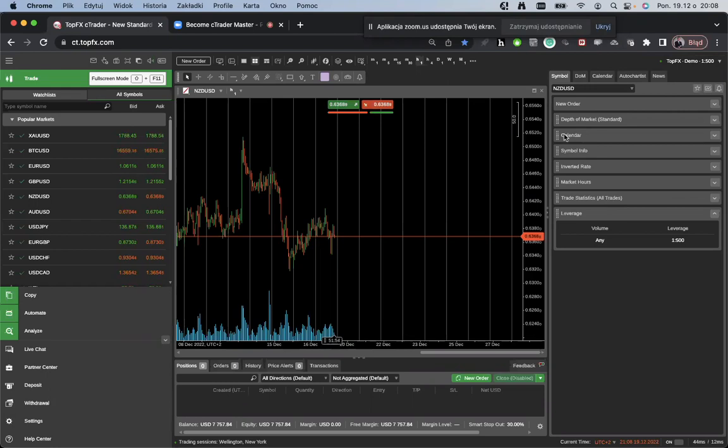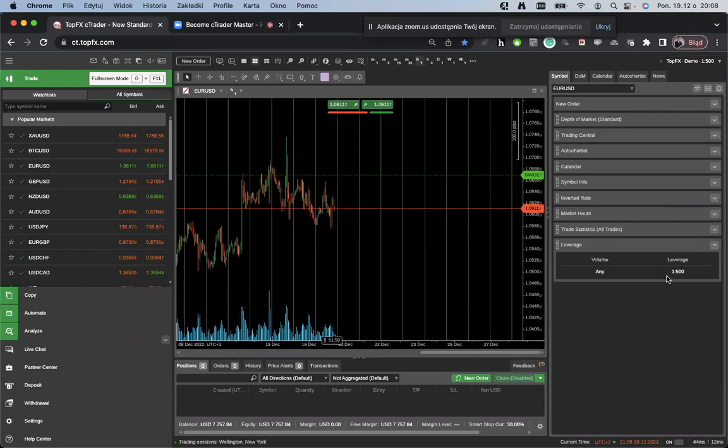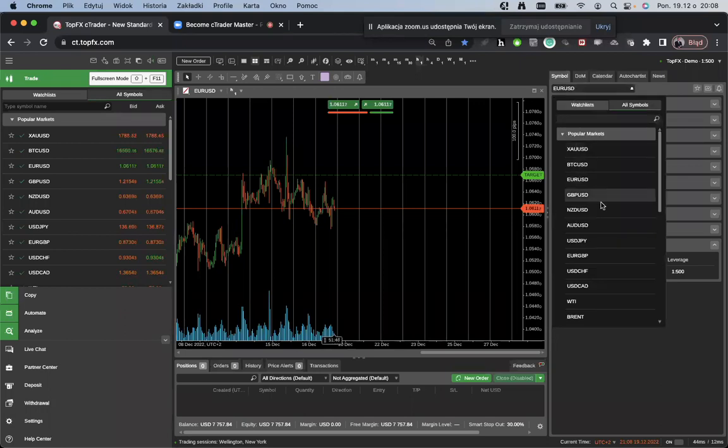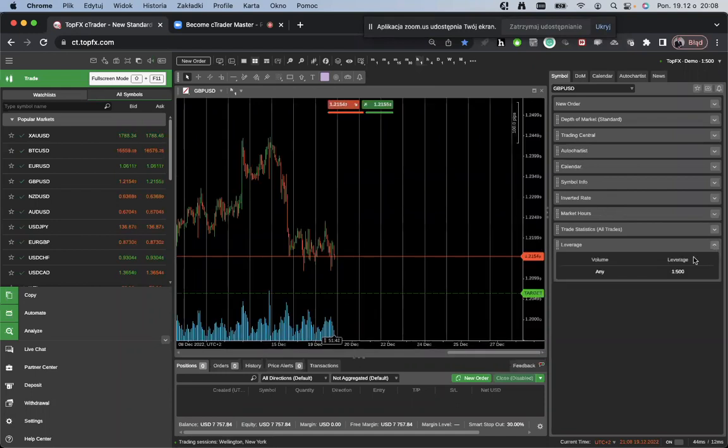For major currency pairs, for example, if you have a euro dollar, you can easily see that the euro dollar is here. Let's say British pound, it doesn't matter, volume remains any, and the leverage is 1 to 500. So for major pairs, for this kind of market, which is basically a forex market, the euro dollar, or British pound to the American dollar, is a main pair.